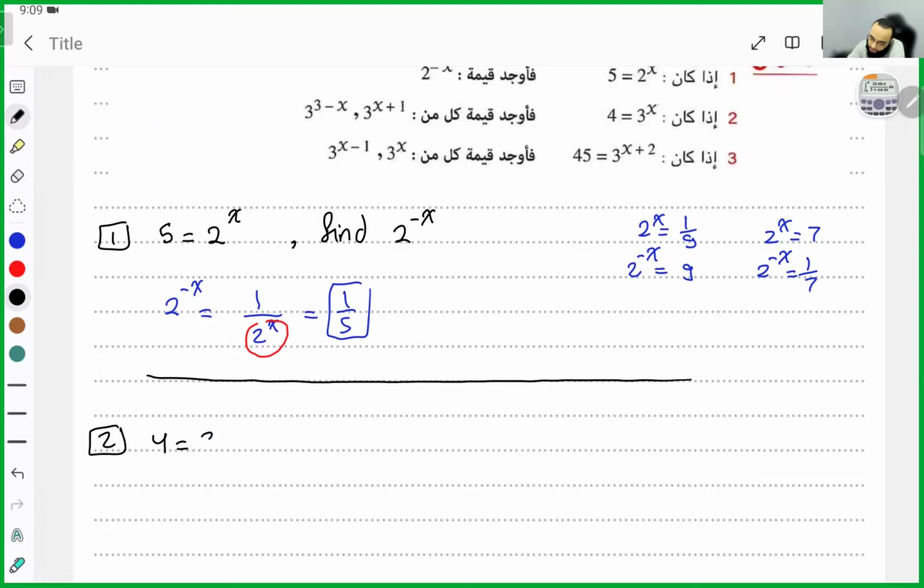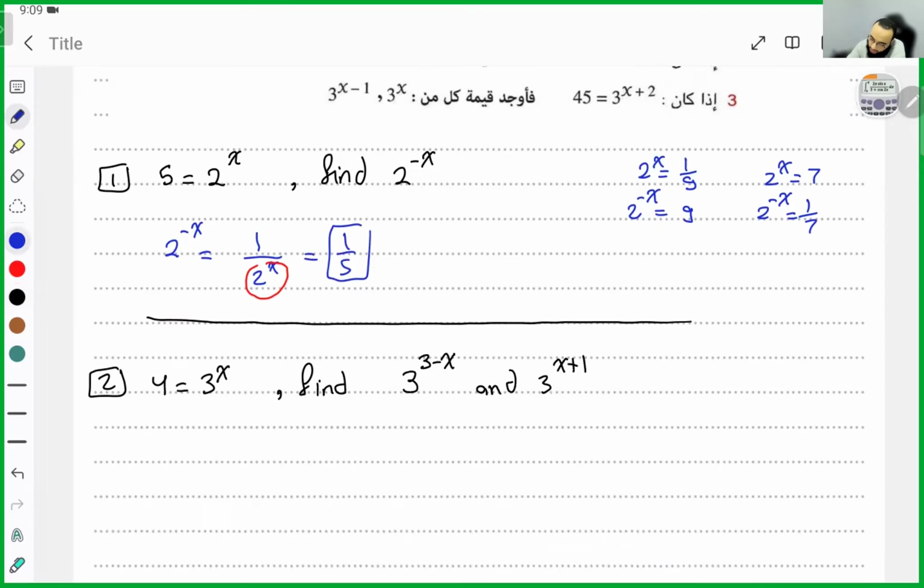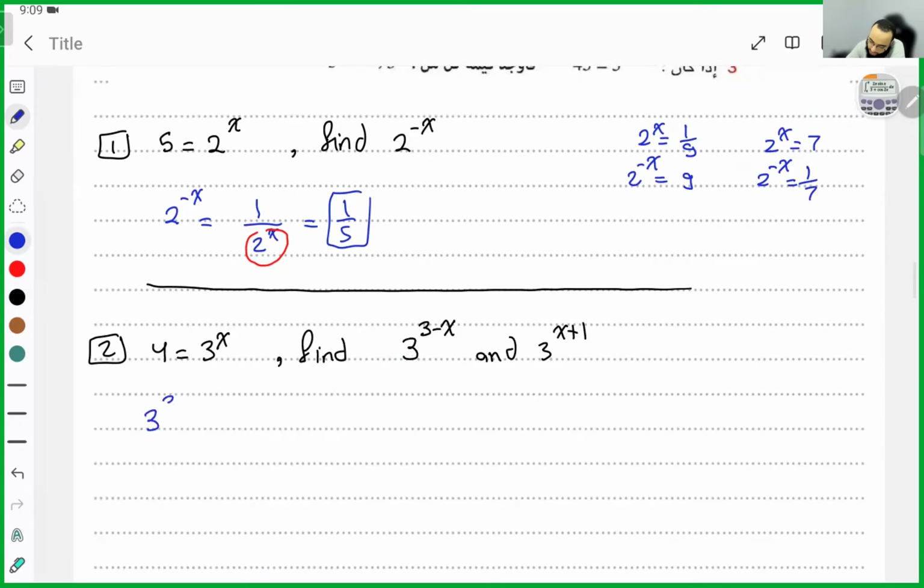4 equals 3 power of x. Fine. Find 3 power of 3 minus x and 3 power of x plus 1. First, let's look at the first one. It's 3 power of 3 minus x. Look at the following first. What if I wrote it like that? Does it work or not? This works.